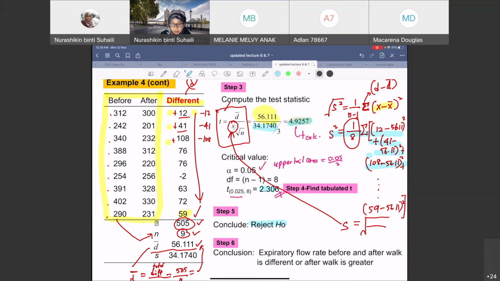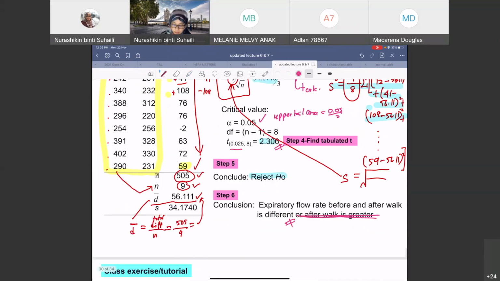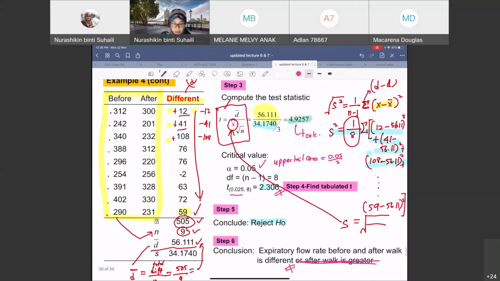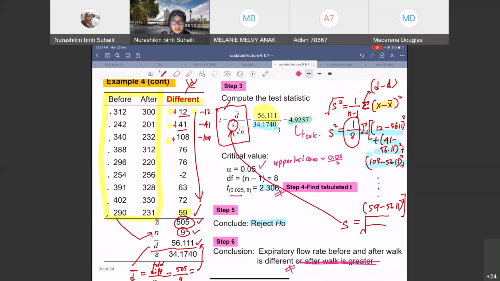So the conclusion is, you reject null, which means you go back to your hypothesis in the first step. What was the hypothesis? In this case, the expiratory flow rate before and after the war is not equal. It's different. So that's the conclusion. I think this is how you solve the t-test for two populations, dependent samples.